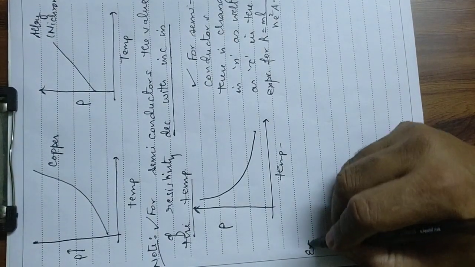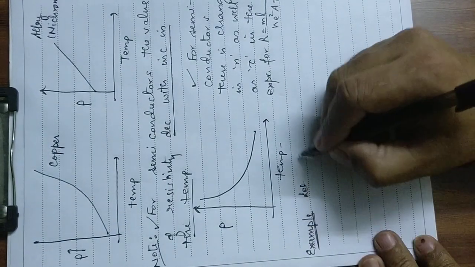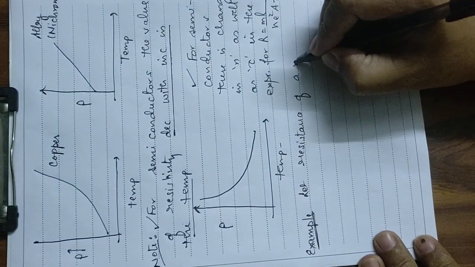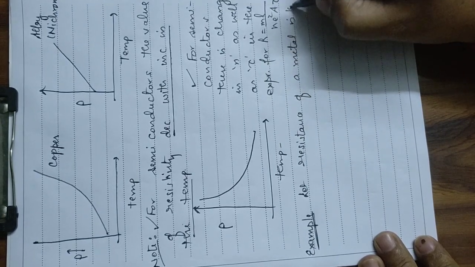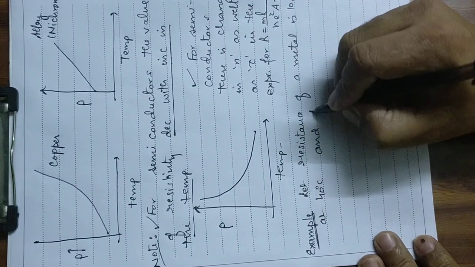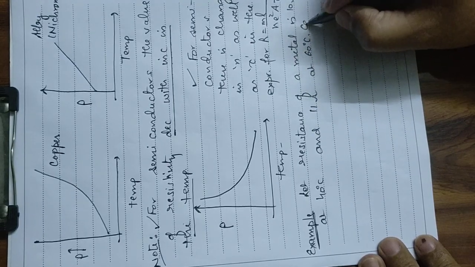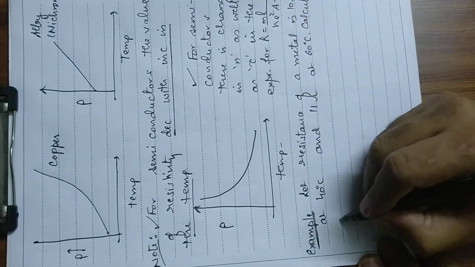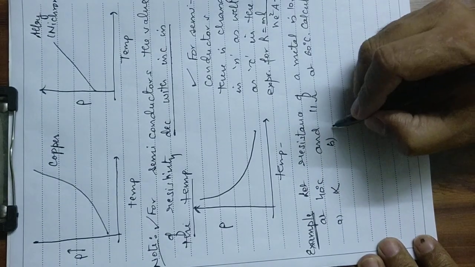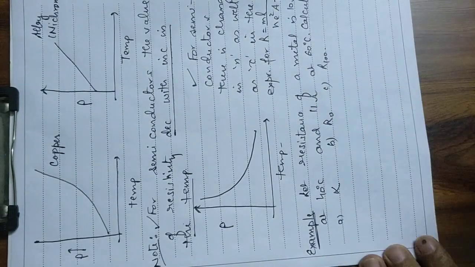Let's have one numerical. Let the resistance of a metal be 10 ohm at 40 degrees Celsius and 11 ohm at 60 degrees Celsius. The question says calculate the temperature coefficient of resistance, calculate resistance at 0 degree Celsius, and calculate resistance at 100 degree Celsius.